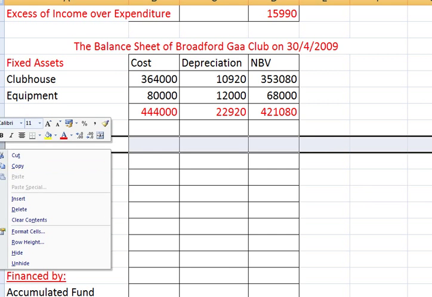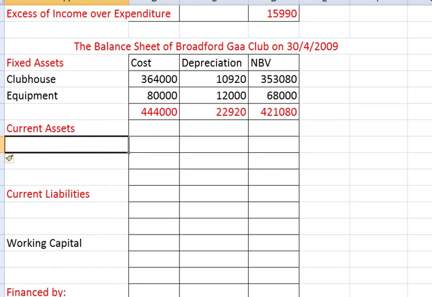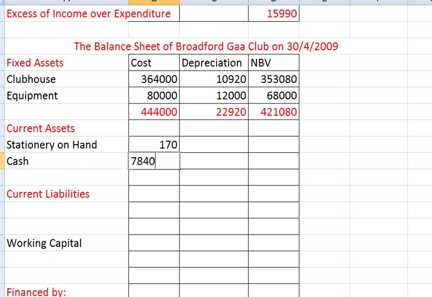Then we're going to move on to current assets. Items the club owns that change value regularly. And there are 2 in this question. The stationery on hand, another way of saying it is stationery prepaid, is a current asset for the club. And the second current asset for the club is cash. And that's given as an adjustment.